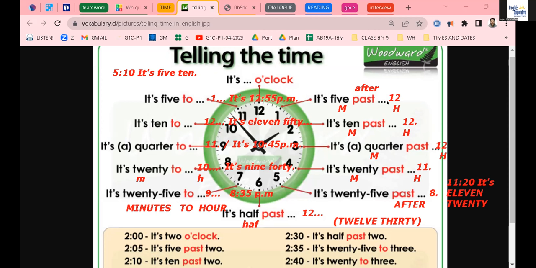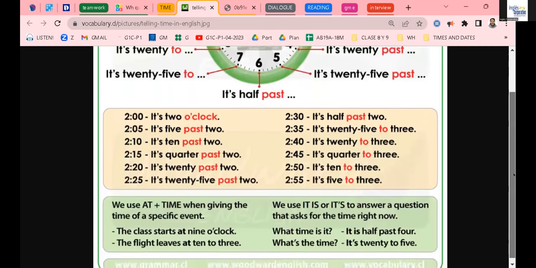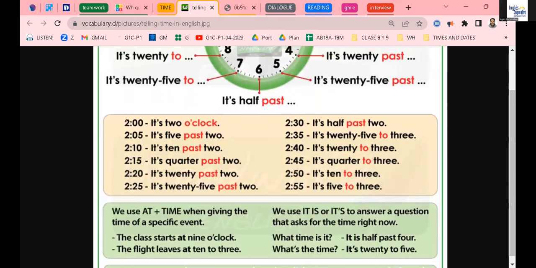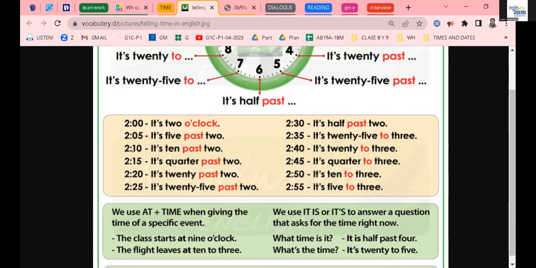So now let's continue with some more details about it. Look at this. Daniel, can you read the first part, please? It's 2 o'clock. Okay. It's 2:05. Okay. It's 2:10. It's a quarter past, or it's 2:15. Okay. It's 2:20. It's 2:25. Okay, perfect. Fernando, please help us with this side.